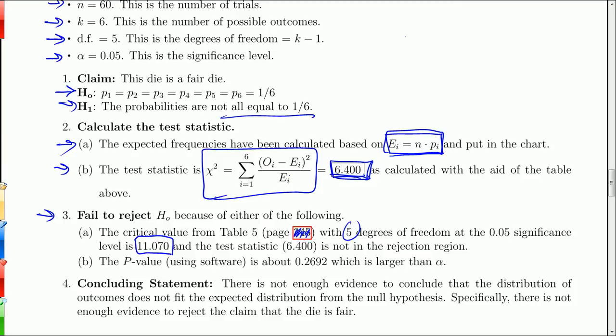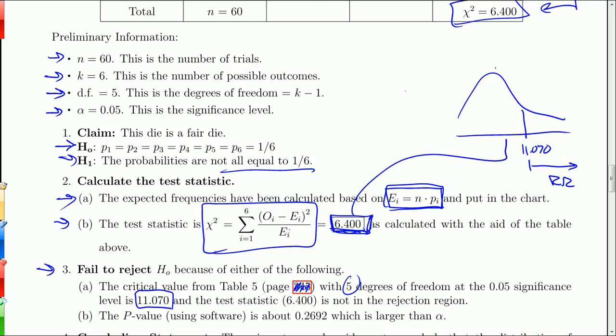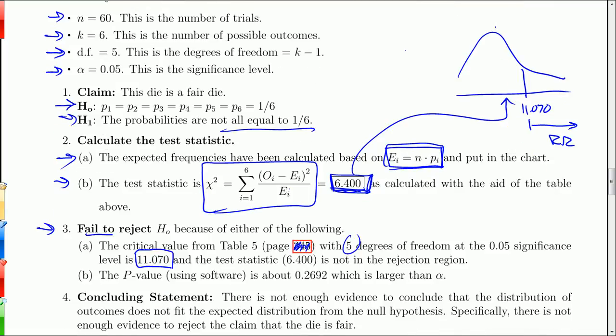So what that means, if I draw the distribution up here, is that here's my critical value, 11.070, and my rejection region is here. If I take my test statistic, 6.4, that's over here. That's not in the rejection region, so we fail to reject the null hypothesis.